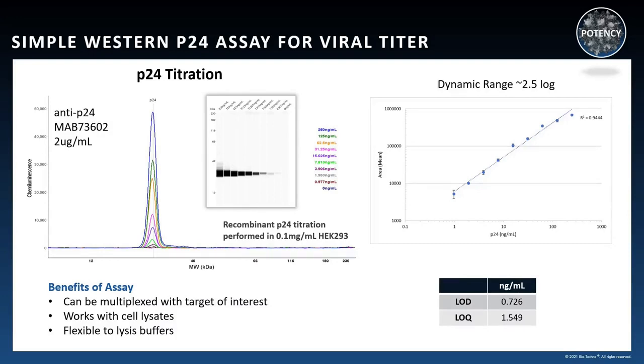This assay has important benefits we see compared to the Simpleplex assay, which, as we covered, is great for its purpose. The Simple Western assay can be multiplexed with a target of interest and works well with cell lysates, being flexible to various lysis buffers. In addition, it is still quite sensitive, with the LOD and LOQ being around 1 nanogram per mil.